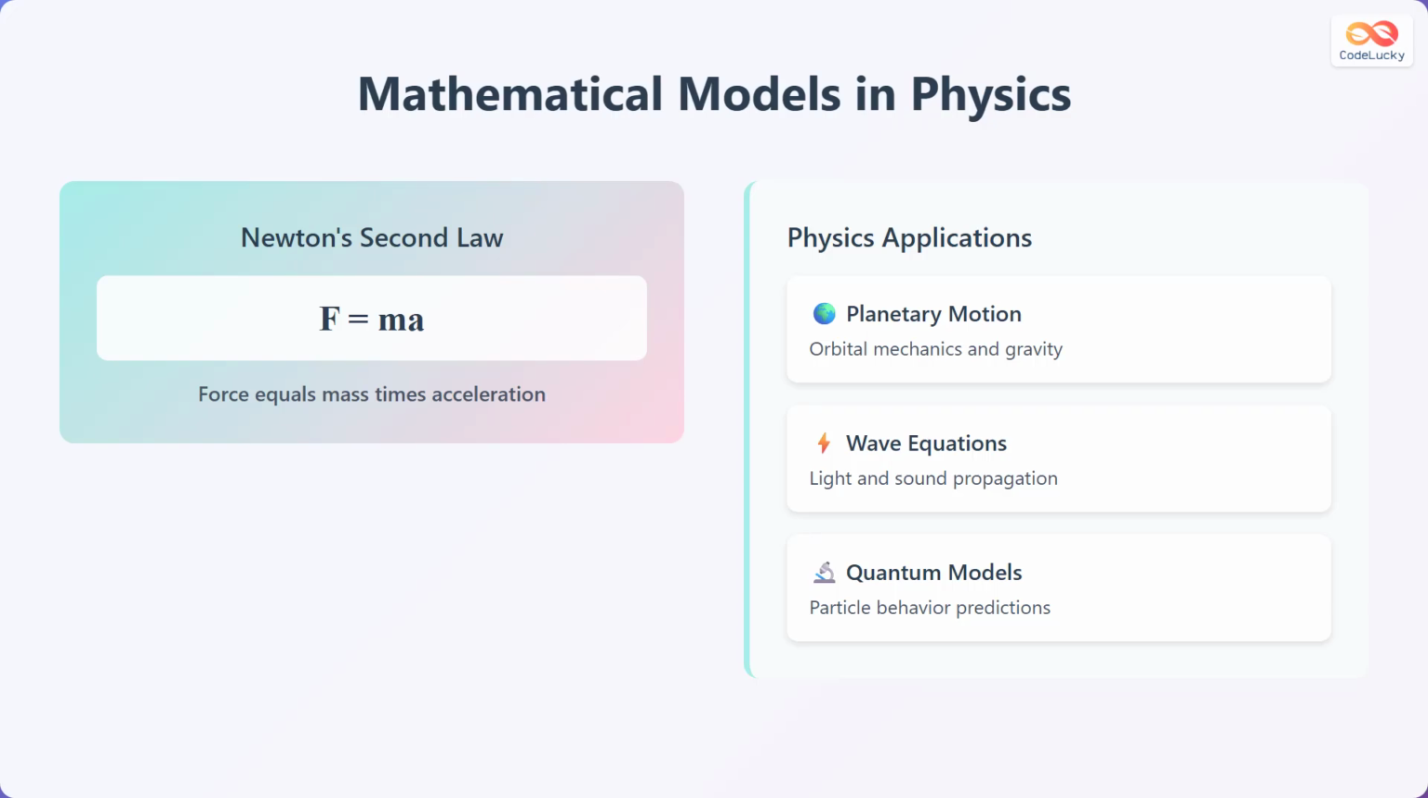Physics relies heavily on mathematical models to describe the laws of nature. A classic example is Newton's second law of motion, represented by the equation F = ma, where F represents force, m represents mass, and a represents acceleration. This simple equation is a powerful tool for understanding how objects move and interact. Physics applications of mathematical models include planetary motion, wave equations, and quantum models.